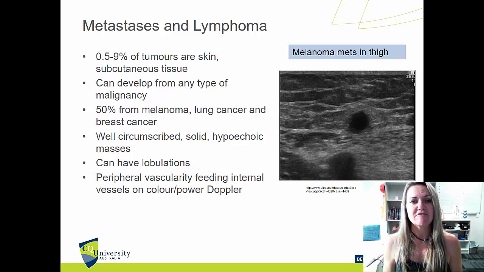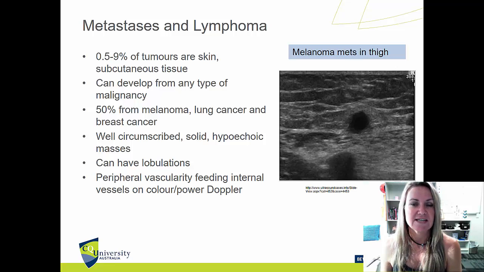Now metastases and lymphoma, I'm not going to go loads into that because they're not as palpable, and not something that is often scanned in terms of superficial structures, but I did want to include them because it is a differential that you may need to consider if you're seeing something that you think might be rounded like a sebaceous cyst, but it might have a little bit of vascularity.